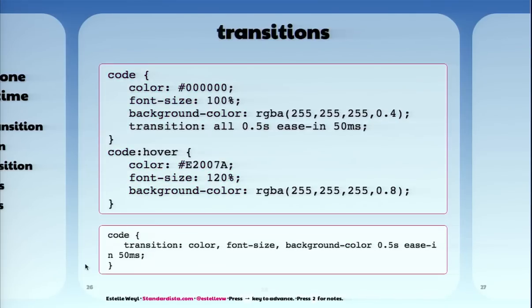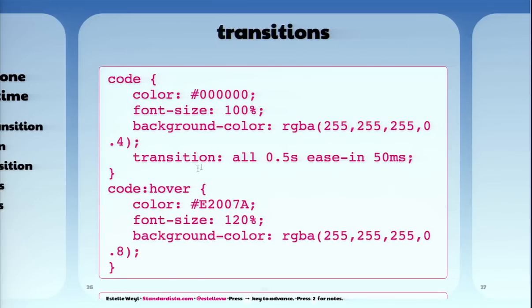Woo, how exciting is that? I could have also written color, font size, background color, notice the commas, instead of using the keyword all. Now the reason that this looks like crap, when I do this, you see how it's jumpy?